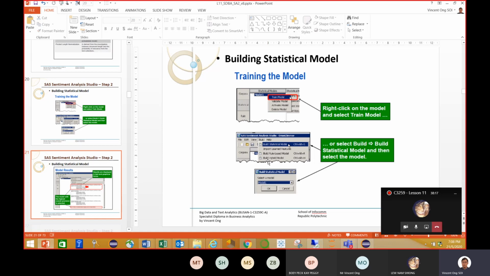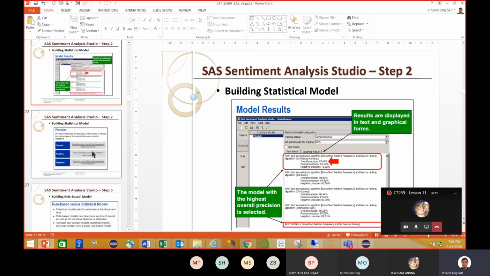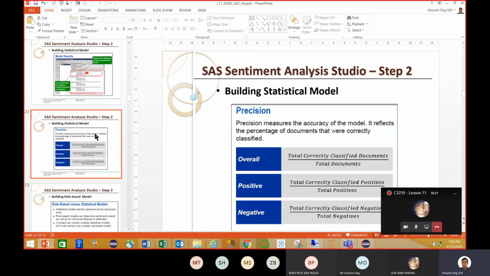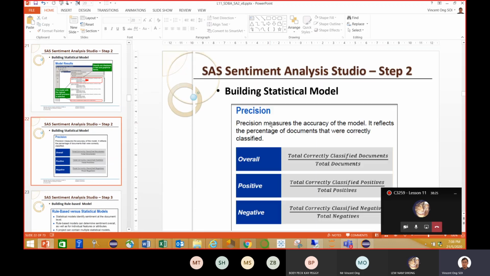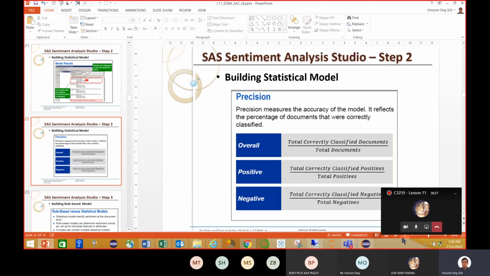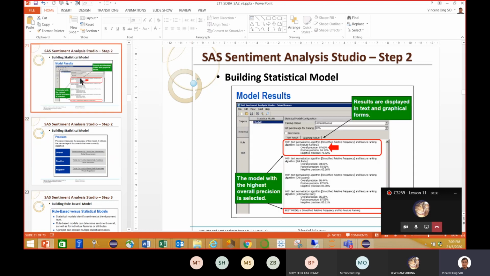So you train the model and so on. When you build the stats model, you will come out with this result.